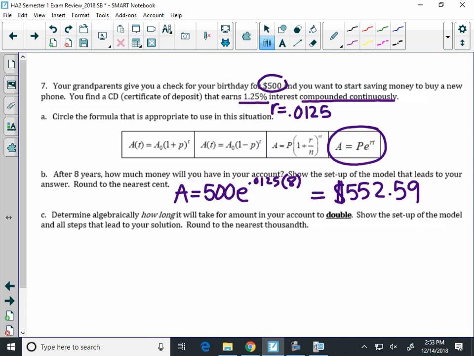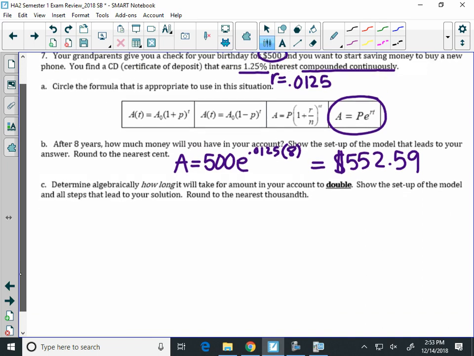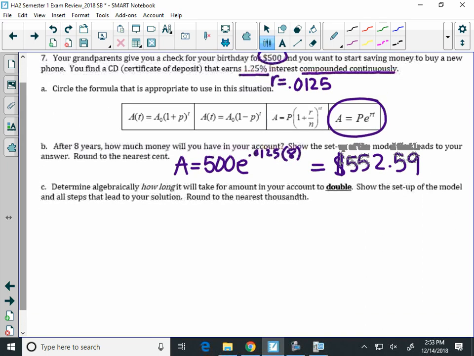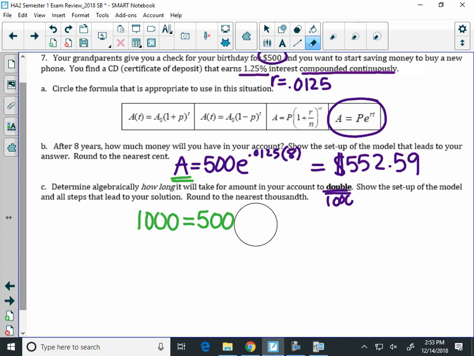Now we want to know how long it will take the amount in our account to double. We need $1,000 to buy our phone. So we're going to let this doubled amount from our initial value be $1,000, and we're going to put that 1,000 in our equation for A. We want to know when the amount is equal to 1,000. The rest of the equation stays the same, e to the 0.0125, but you're going to leave your variable as t because we're looking for time this time.